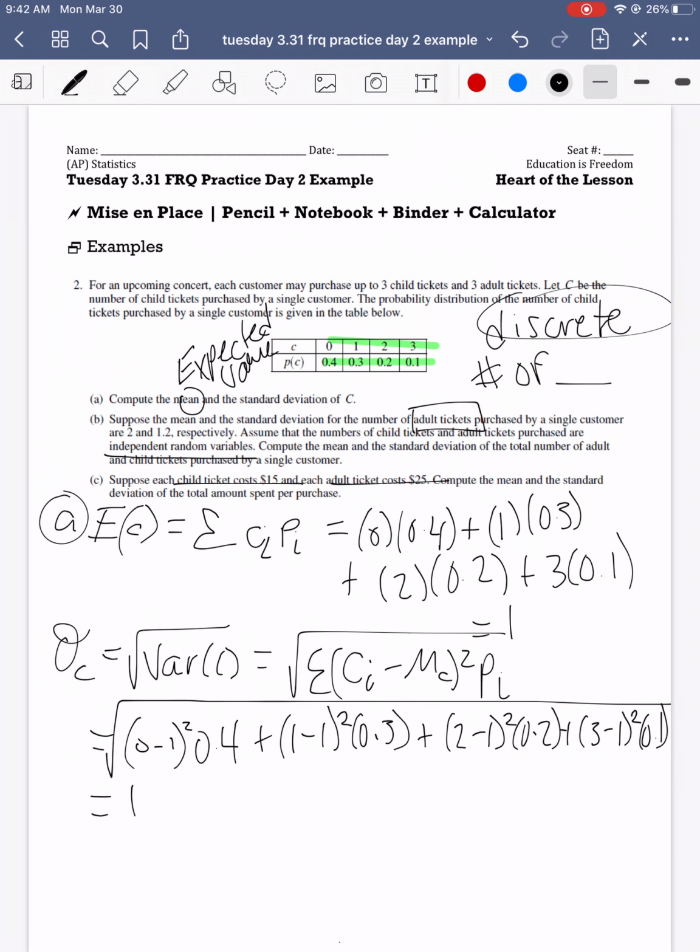All right, so let me make sure that I've completed this whole thing. I have. So we are officially done with this problem.